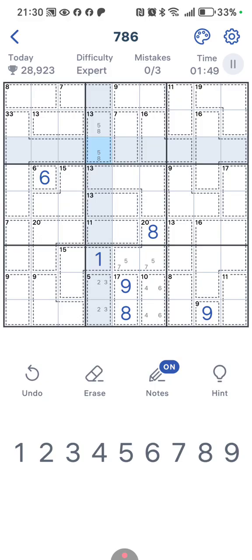Okay, so what else? Can't see any more singles. I can see plenty of doubles. Oh, up here's an 8 and 9, isn't it?